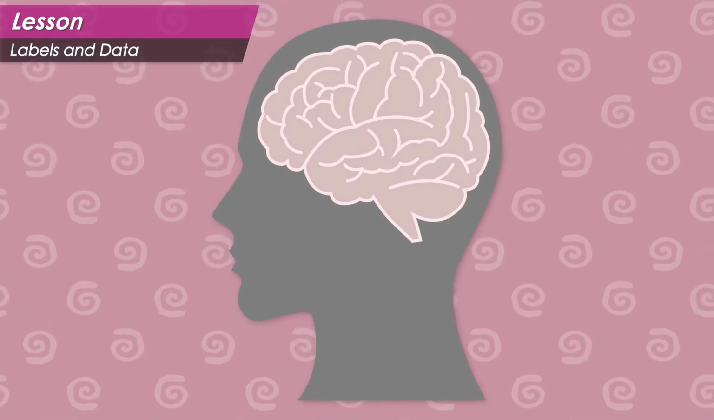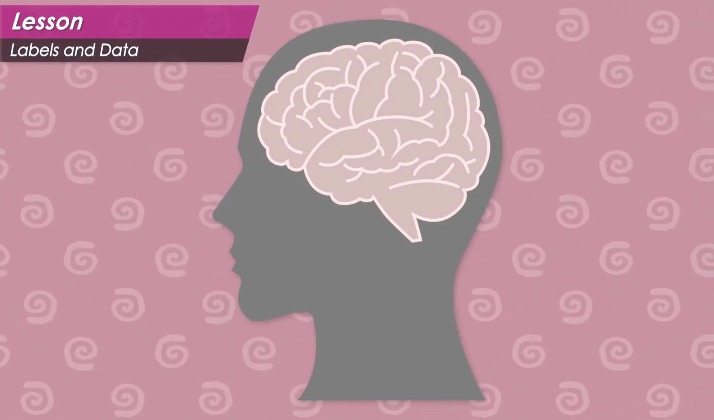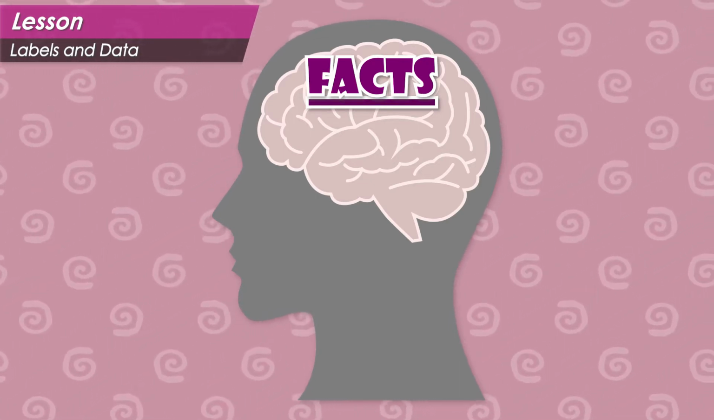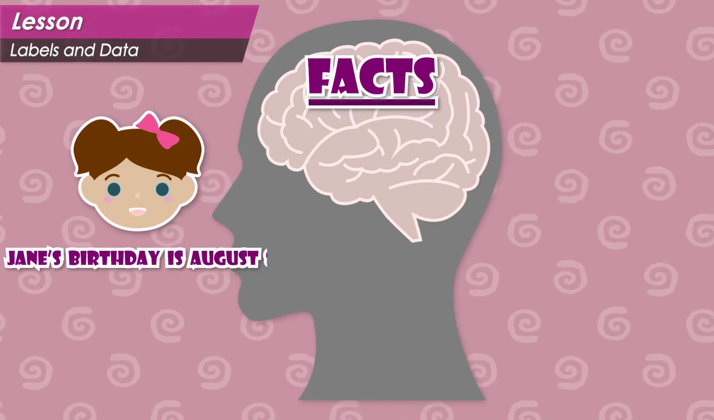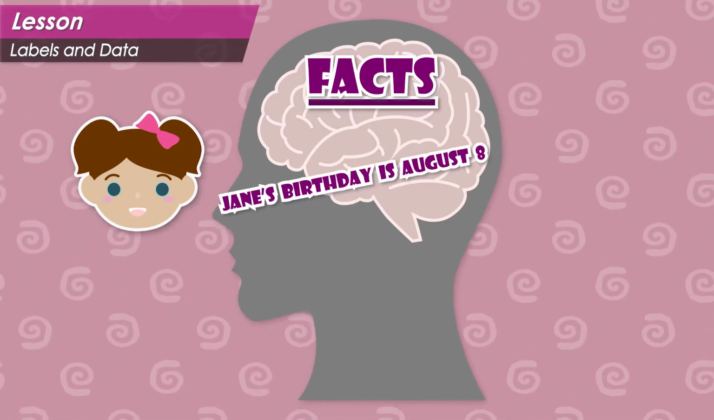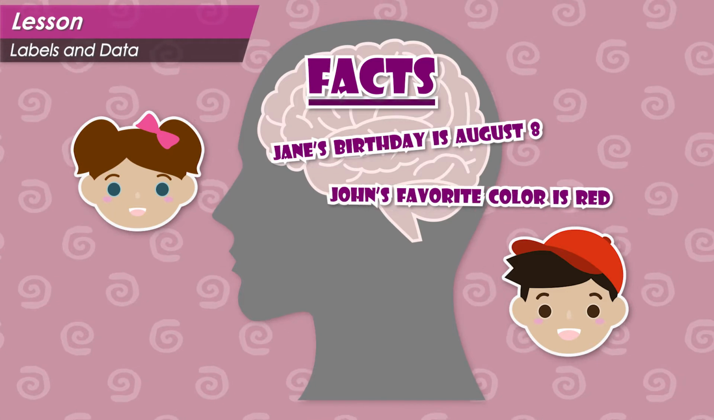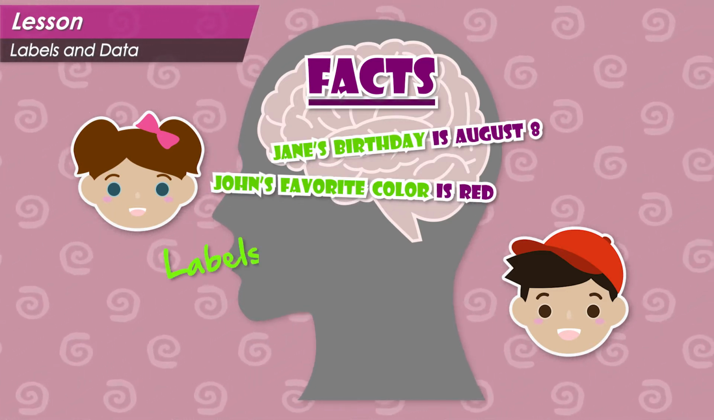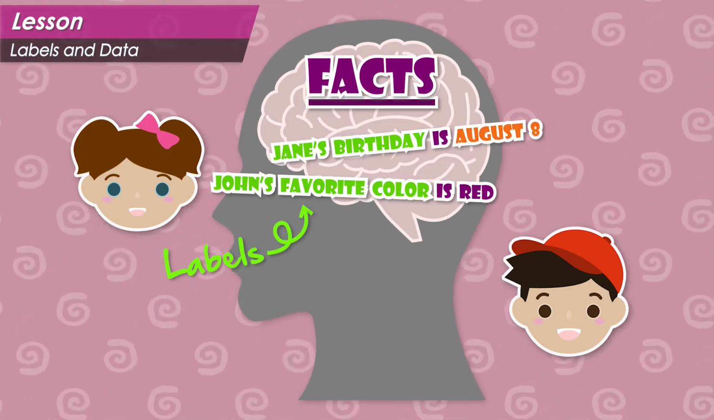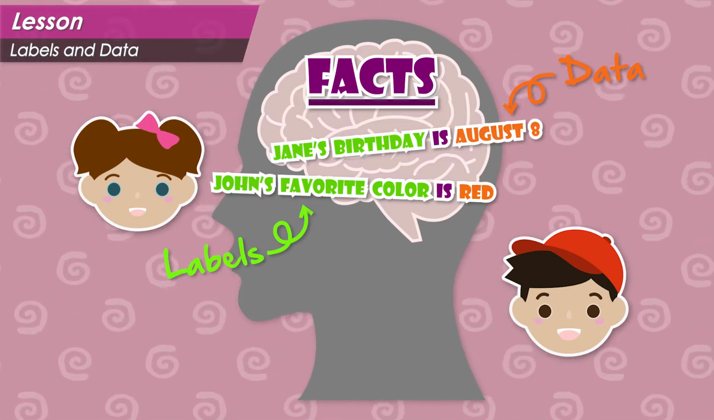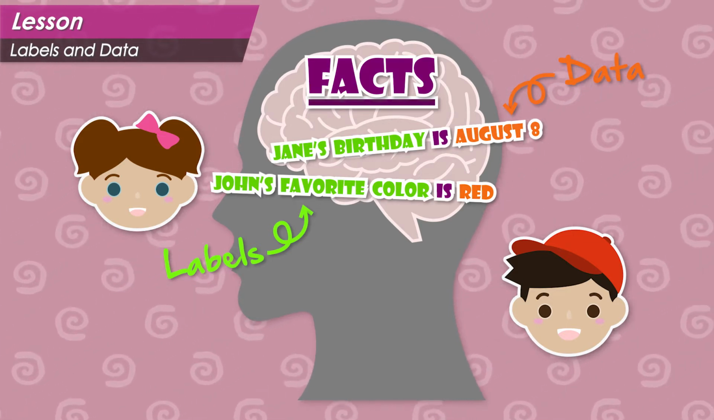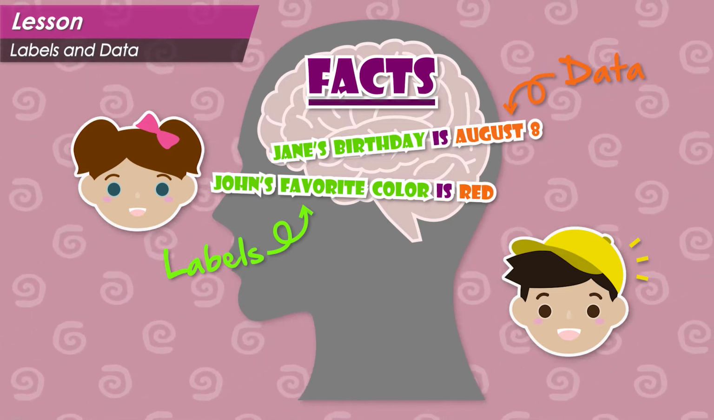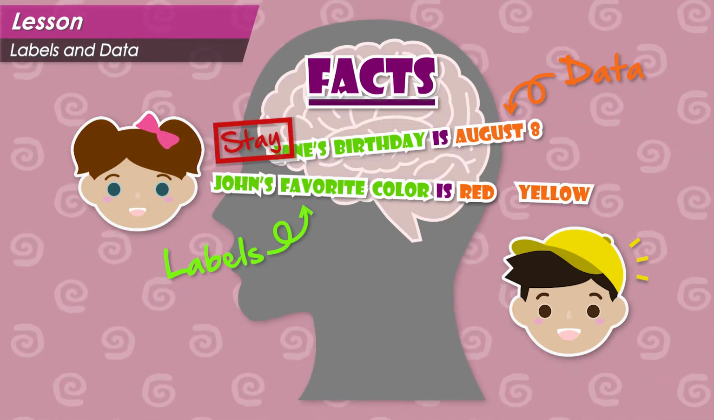Computer memory and human memory share some similarities. We often remember facts as a label and some data. For example, Jane's birthday is August 8th, or John's favorite color is red. In these examples, Jane's birthday and John's favorite color are the labels, and August 8th and red are the data. The labels name the data. Sometimes the facts change. When this happens, the label stays and new data replaces the old data.